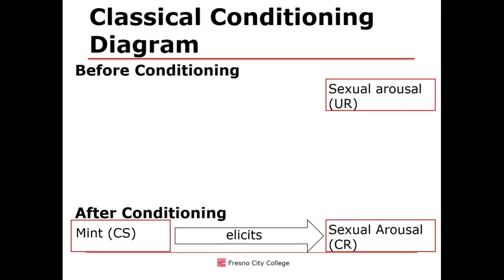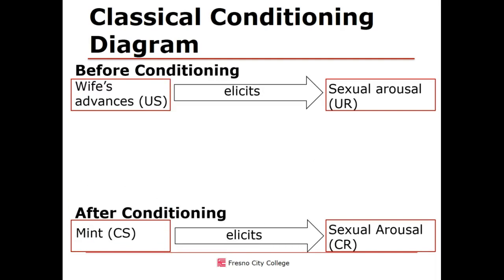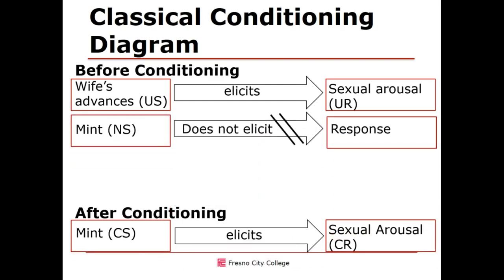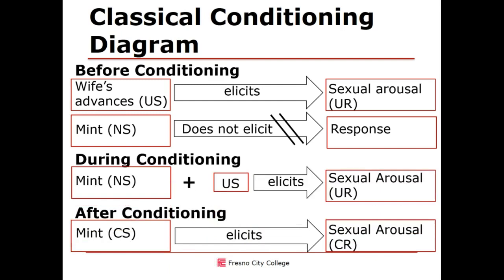To fill in the US box, ask yourself, what naturally causes Pete to become sexually aroused? This is Pete's wife's sexual advances. This might include taking her clothes off and kissing and touching him. There's no reason for the smell of mint to have a response before conditioning. Conditioning happens because his wife frequently puts a mint in her mouth before initiating sex with him.